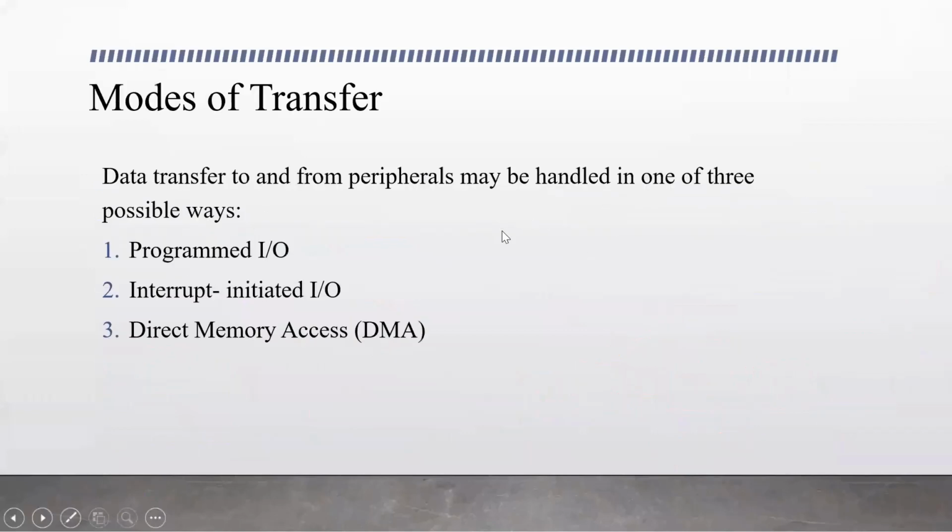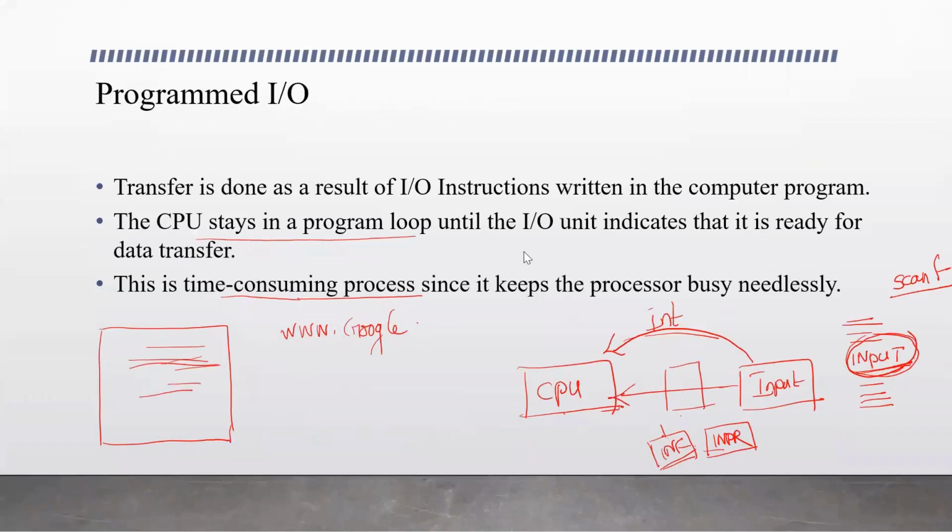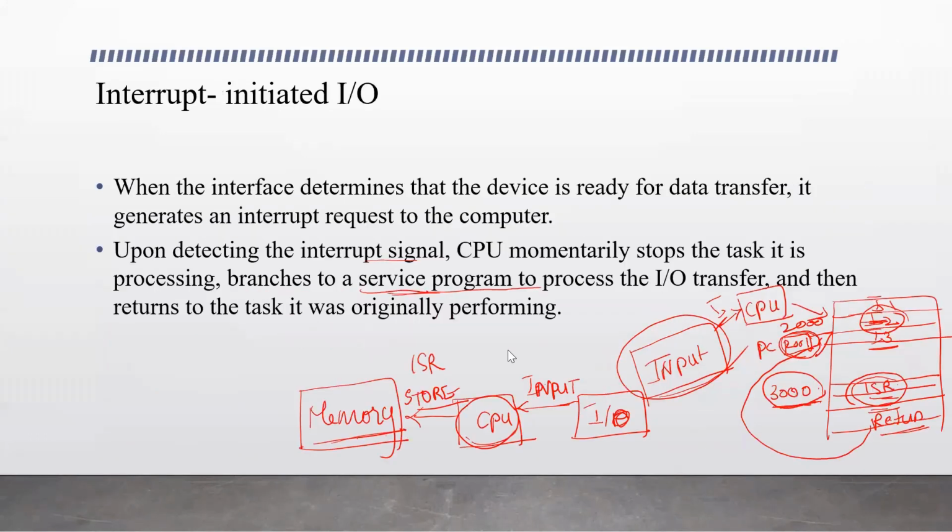So we have discussed the three modes of transfer. Programmed IO: the transfer is initiated by the execution of instructions. Here the disadvantage is that it is time consuming, because the CPU needs to wait for the IO device to be ready to transfer. So instead of making the CPU wait, the second method is interrupt initiated IO. The CPU can continue with the process it's doing, and whenever the device is ready, the interrupt signal is sent to the CPU so that it can execute the interrupt.